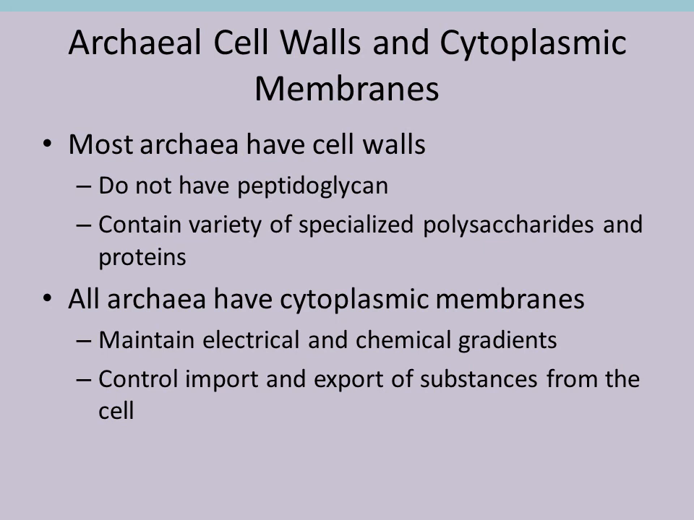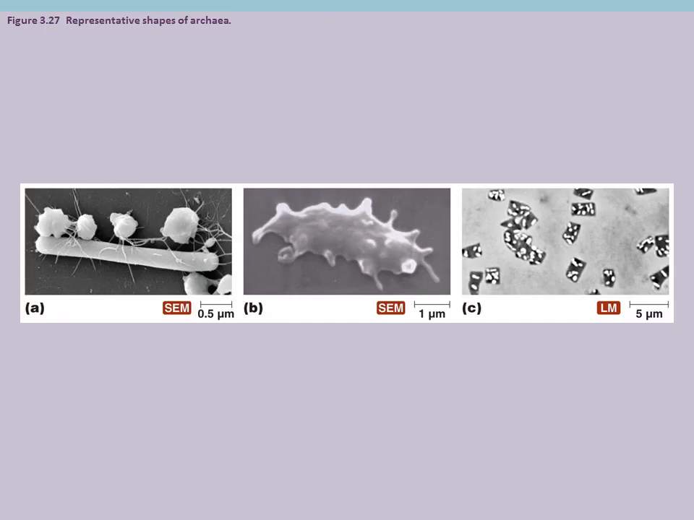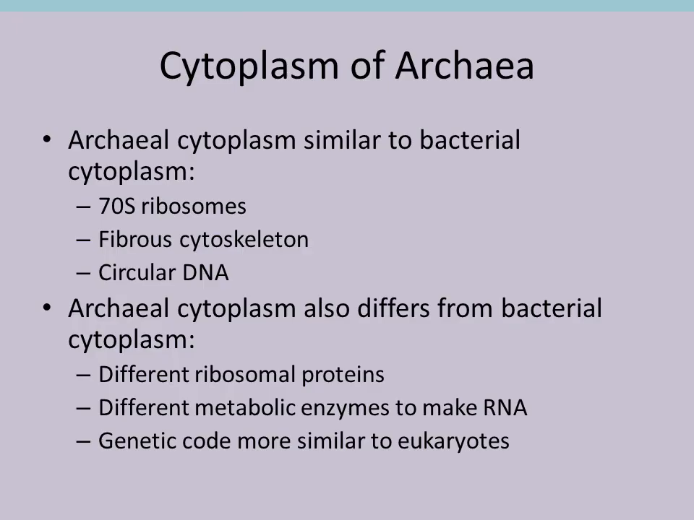They do have a cytoplasmic membrane. Once again, that's going to help maintain the chemical gradients. It's going to help control what's moving in and out of the cell. You have different shapes associated with the archaea, more unique shapes than you see with bacteria. So here you can see quite a diversity of shapes.